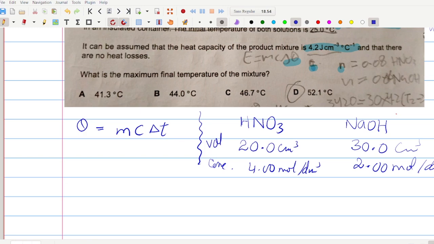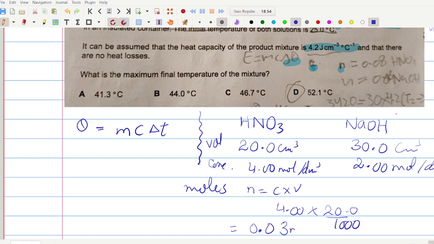Quickly take the calculator. We have to calculate the moles. In order to calculate the moles, concentration into volume: concentration is 4.00 into 20.0 divided by 1000. We have to convert this value into decimeter cube. So what is the answer? Yes, ma'am, the answer is 0.03 moles.